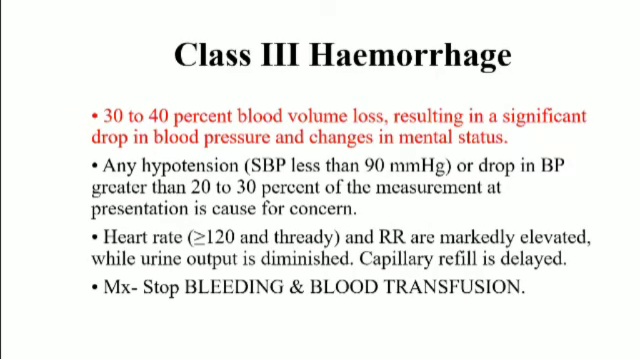The third one is class 3 hemorrhage, 30 to 40% blood volume loss, resulting in a significant drop in blood pressure and changes in mental status. In these patients, we may find systolic blood pressure less than 90 millimeters of mercury, or a drop in blood pressure greater than 20 to 30% of the measurement at presentation, which is a cause of concern. Heart rate is more than or equal to 120 beats per minute, and the respiratory rate is markedly elevated, while urine output is diminished and capillary refill is delayed. Management: stop bleeding and blood transfusion.